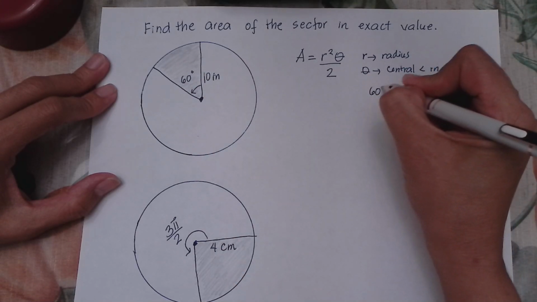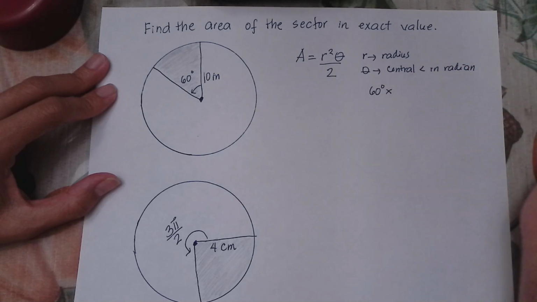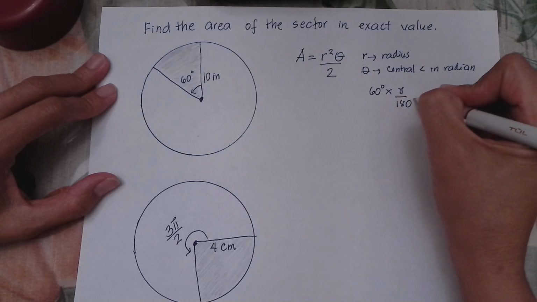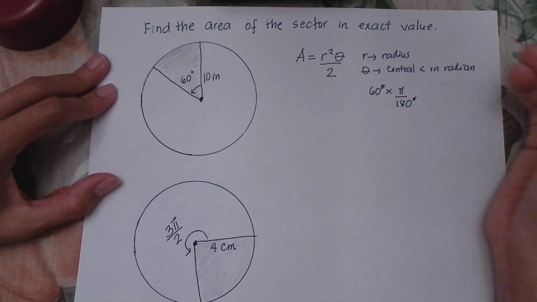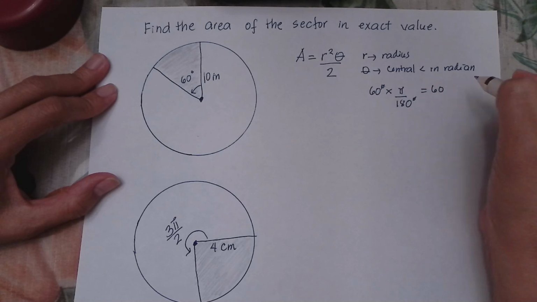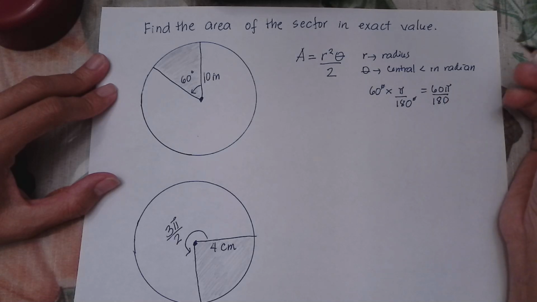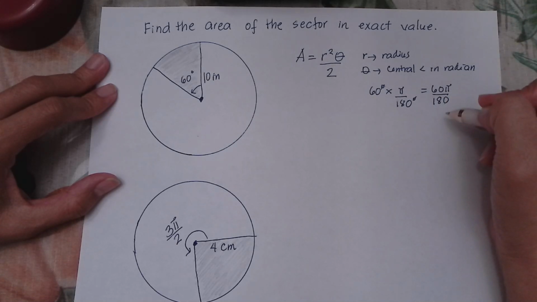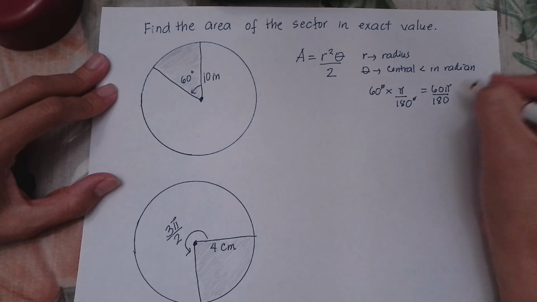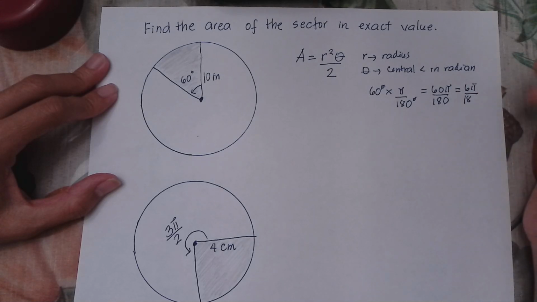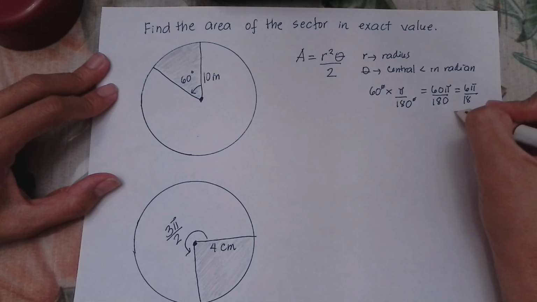So let's do that. 60 degrees should be multiplied by pi over 180 degrees. And let's cancel the degree. And this is 60 pi over 180. So this number ends with 0, so we can divide them by 10. So we got 6 pi over 18. And this is equivalent to pi over 3.